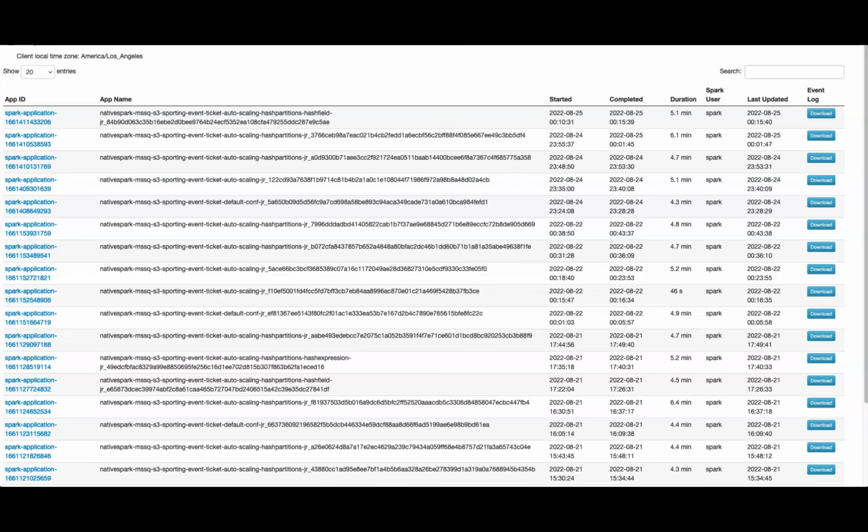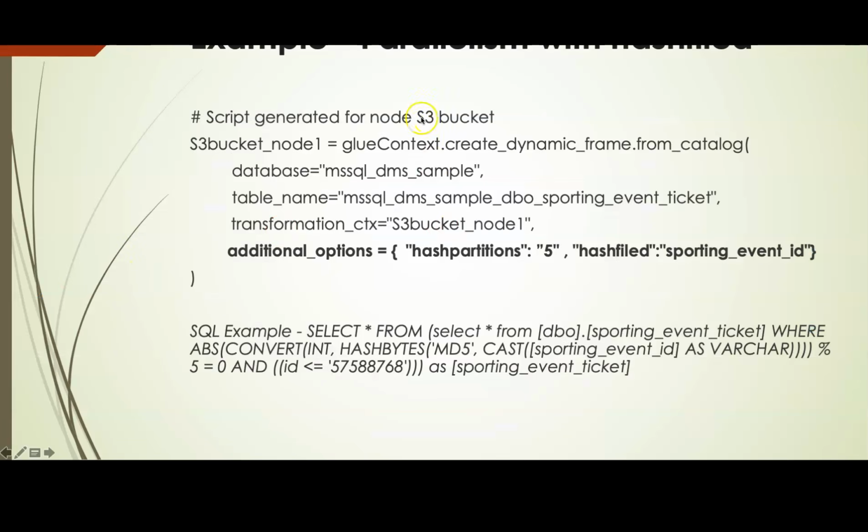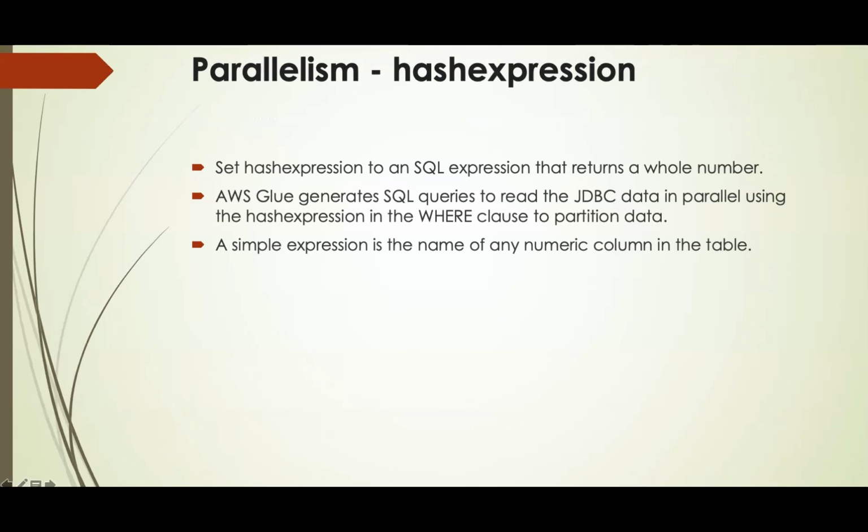Now the last knob is what we call Hashexpression, right? So again, Hashexpression is also a whole number like the other. The important difference is that it's more like you're putting a where clause in order for you to partition your data, or in order for you to create parallelism against your data. So with Hashexpression and Hashfield.